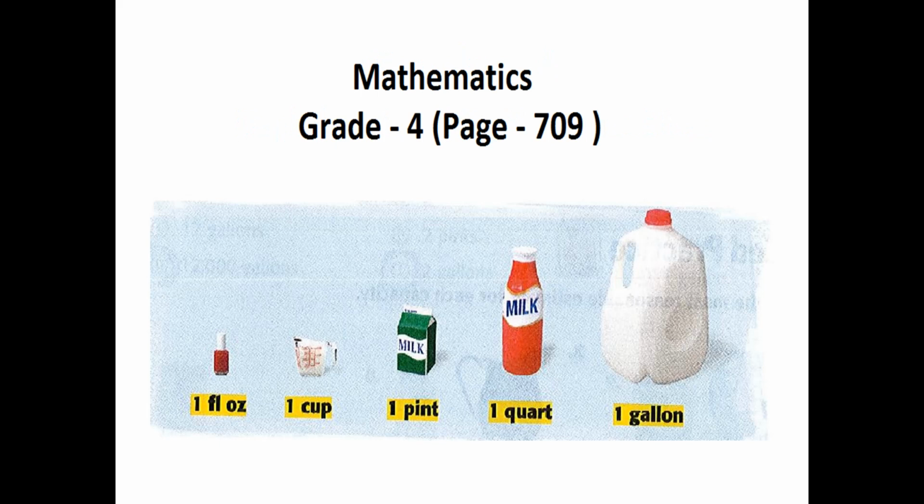We can see that on this page we have different types of containers that have different capacities. First is a very small one. It contains about 1 fluid ounce. Second is 1 cup. It contains a cup of liquid. Next is 1 pint. After that, a container. It holds about 1 quart. And the last one is a big bottle. It contains a liquid, water, milk or something like that, about 1 gallon.